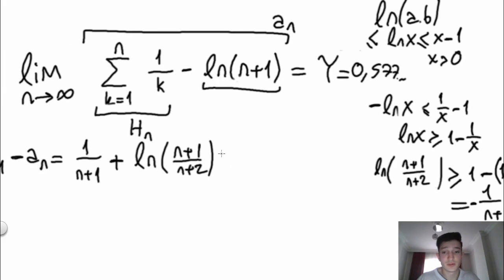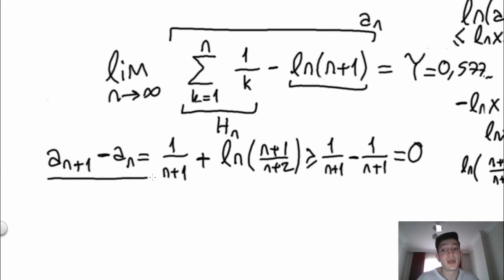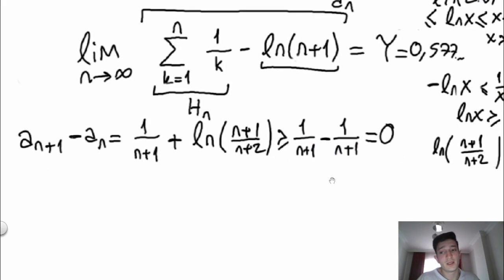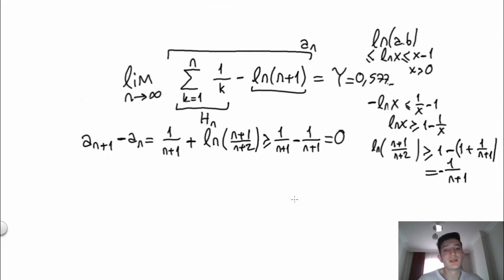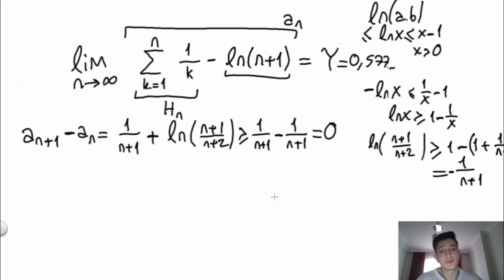So this is greater or equal than, this thing is just the same, 1 over n plus 1 minus, so this is just minus of that, which is equal to 0. So I found that a_{n+1} minus a_n is greater or equal than 0. Cool. So this means that the sequence is just increasing, okay? It just gets bigger and bigger. So like I said in the beginning, if a sequence is increasing and it's also bounded above, it's going to be convergent.